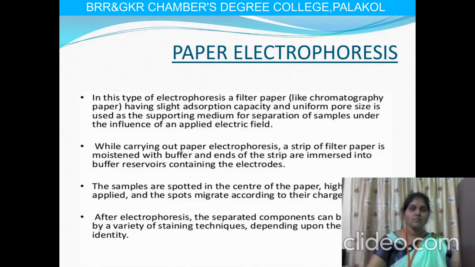So, here we will use paper as the supporting medium. We will take a thin paper which is used in chromatography. In paper chromatography we use Whatman filter paper, so that type of filter paper we will use in this process. We have to spot it with the substances which are going to be separated, and under the influence of the electrical charge, the different components will separate. Based on that, we can identify them using staining techniques or fluorescence techniques. Different types of molecules can be assessed.